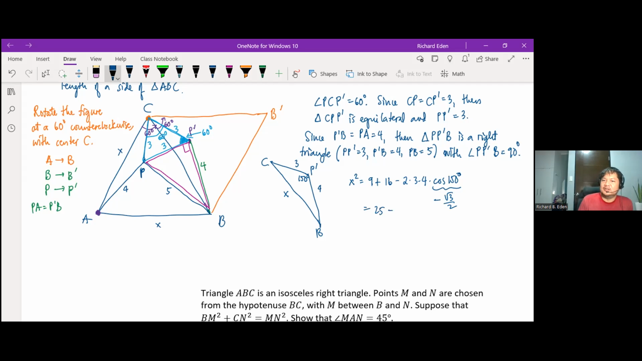Okay, the 2's cancel. 3 times 4 is 12, square root of 3. So x squared equals 25 plus 12 square root of 3. Therefore, x is equal to the square root of 25 plus 12 square root of 3. This is how long each side of the equilateral triangle should be.